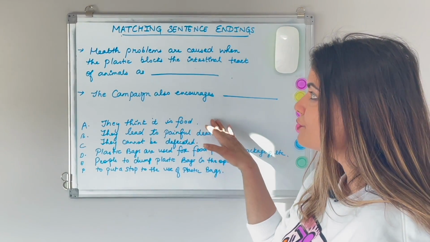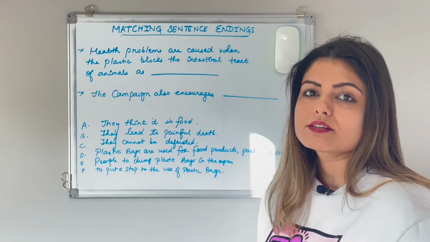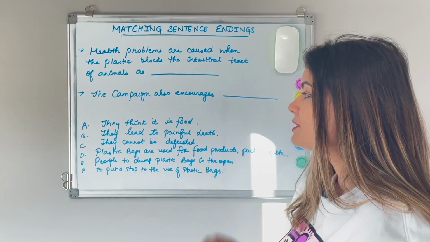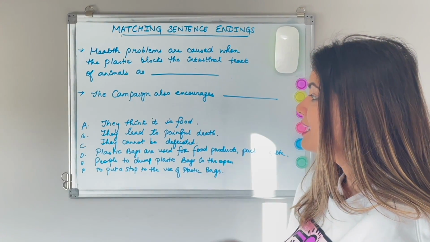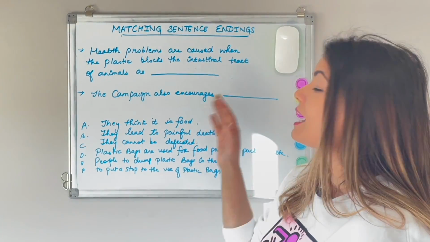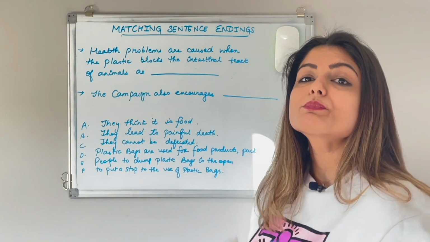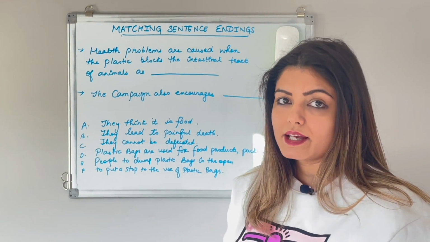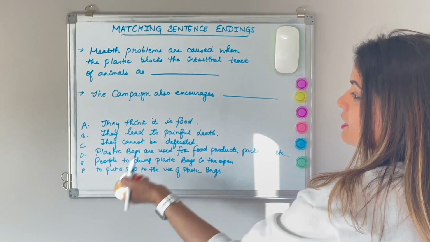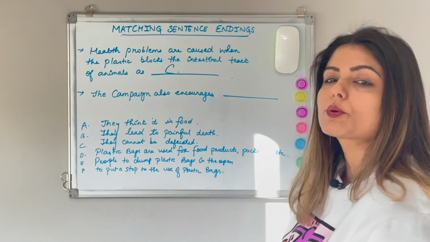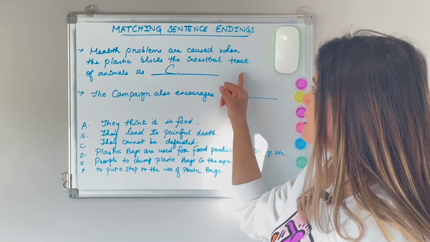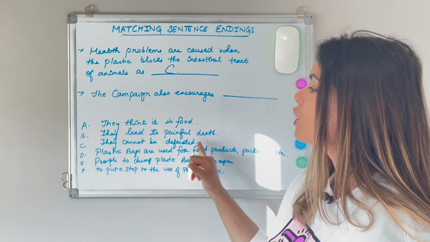They think it is food. Well, plastic doesn't block the intestinal tract because they think it is food. So of course this cannot be the right answer. They lead to painful death. Of course this cannot be the right answer. They cannot be defecated. Well, yes, they do talk about this, that because the plastic bags cannot be excreted, this causes the health problems and blocks the intestinal tract of animals. So yes, this is the correct answer. So C is the correct answer, that health problems are caused when the plastic blocks the intestinal tract of animals as they cannot be defecated.